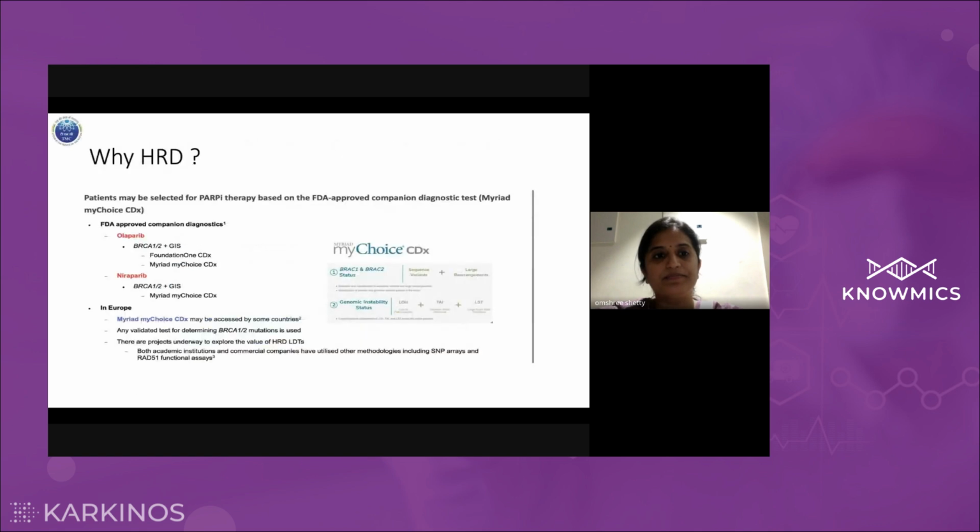Next, please. So, okay, we understand that there is HRD. So then what are we going to do? Patients who are positive may be selected for PARP inhibitor therapy based on an FDA-approved companion diagnostic test. Initially, it was only Myriad, but now there are many more which have got FDA approval. So what are the drugs which are there? Olaparib, niraparib, and in Europe, Myriad myChoice may be accessed by some other countries also.